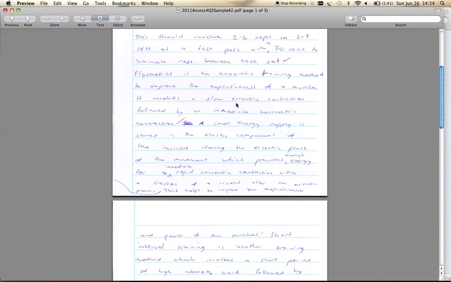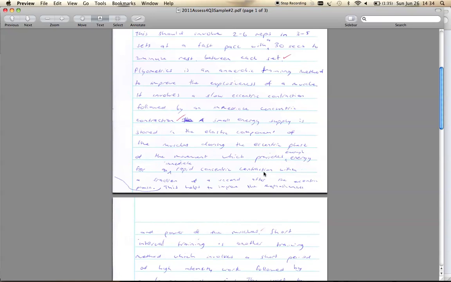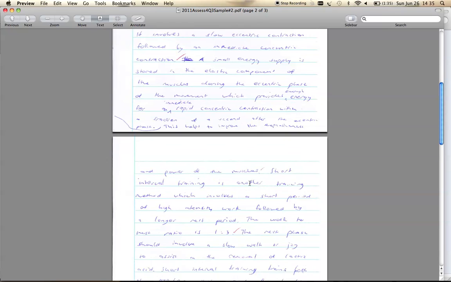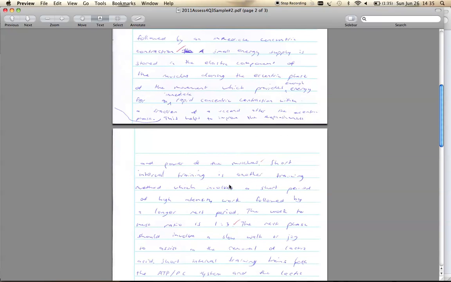Plyometrics, again, you see the eccentric, concentric, and why, that's the theory behind it. Very good. So immediate rapid contractions is what we're after. And he's saying this helps improve the explosiveness and power. Very good. But no sporting example. Then he's gone on to short interval training. A bit of red pen underlining would be fantastic, but obviously I can read what he's written.